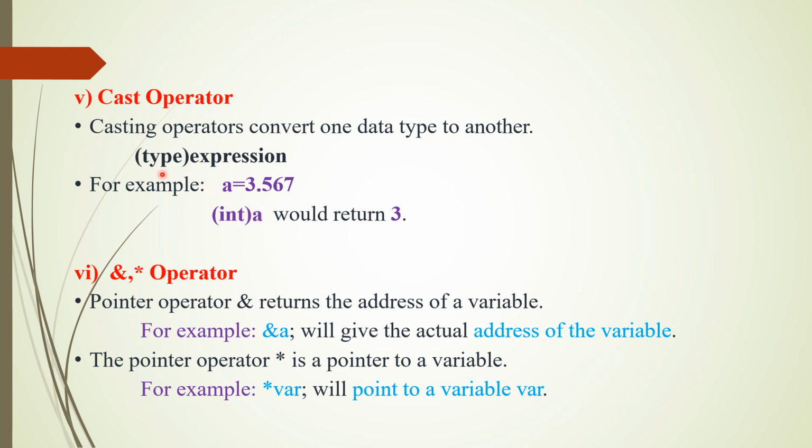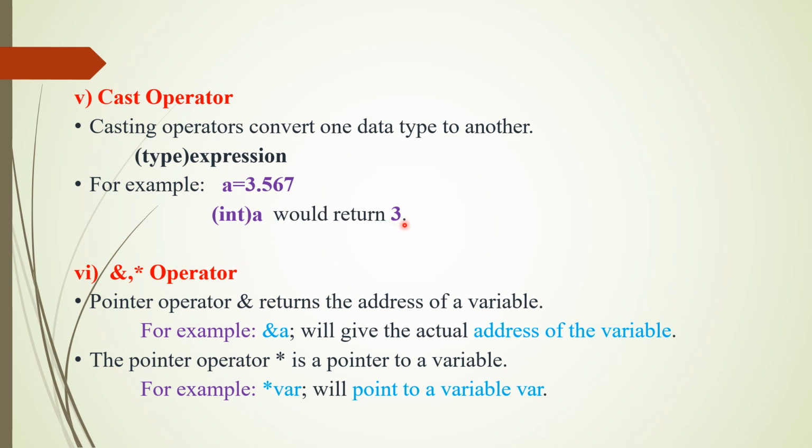It's very simple. The syntax is type and expression. For example, if I have a variable a equal to 3.567, this is actually a floating variable. Now, right now I want this a to be an integer inside the program. So temporarily I'll just write int a. In that case the value of a becomes an integer value, and the answer becomes 3. Instead of 3.567, it is just 3. So it is just the answer 3.